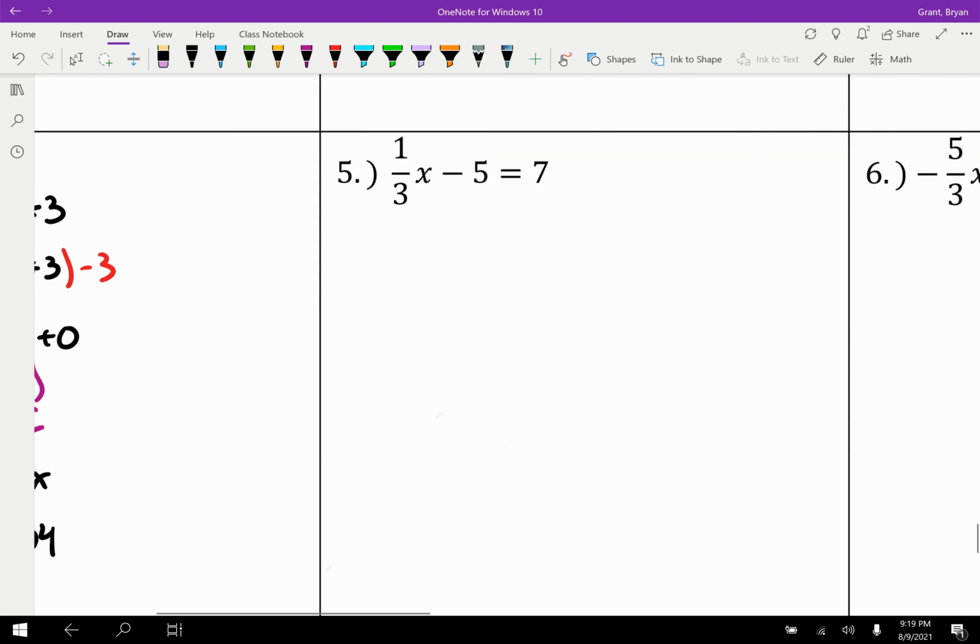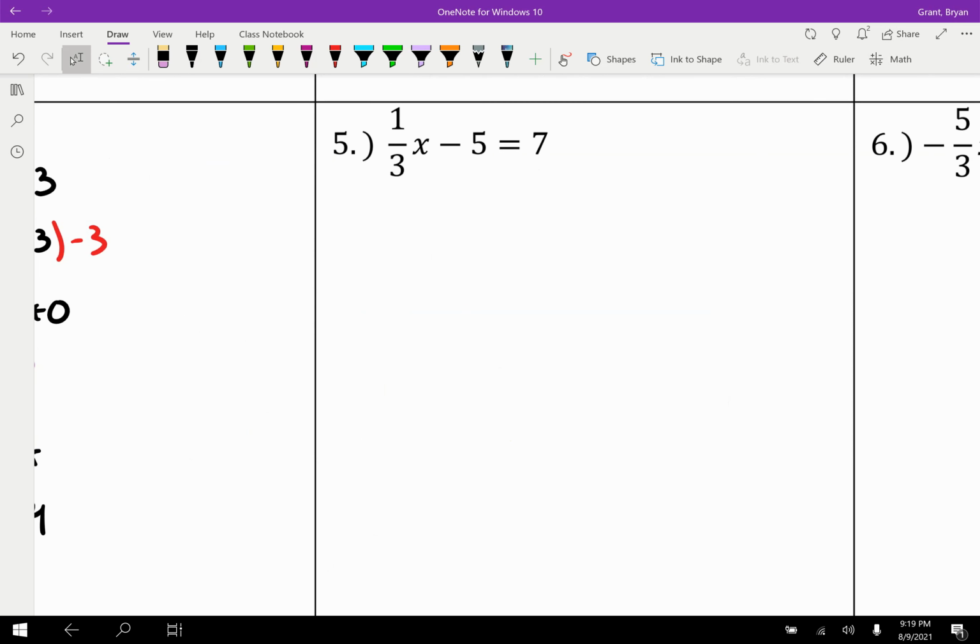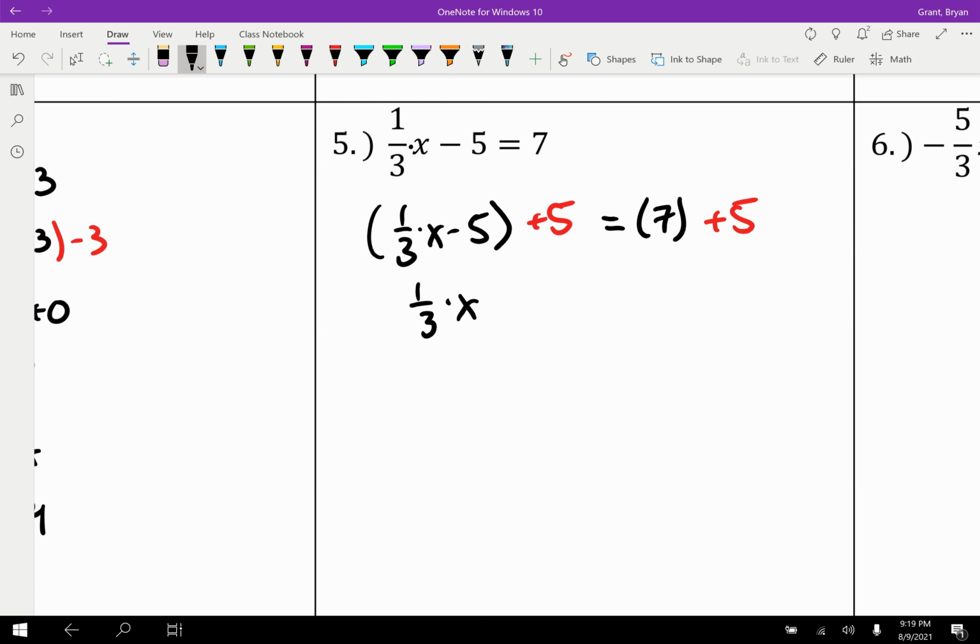All right, 2 to go. Fifth one. 1/3 x minus 5 equals 7. Well, I see two things happening to x. The 5 is subtracting from x. The 1/3 is multiplying. We know by now that SADMAP tells us to undo addition and subtraction first. So we'll undo subtracting 5 by adding 5. This gives us 1/3 times x plus 0 equals 7 plus 5, 12, or 1/3 times x equals 12.